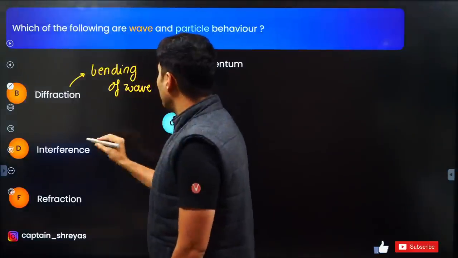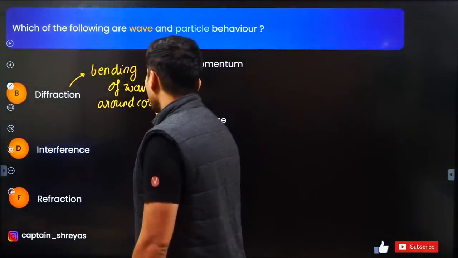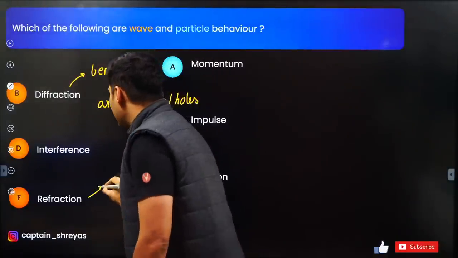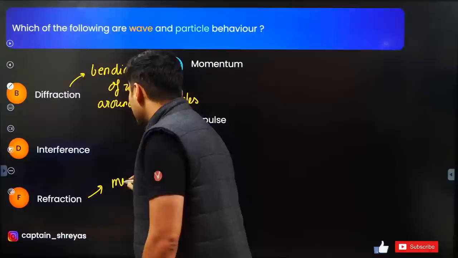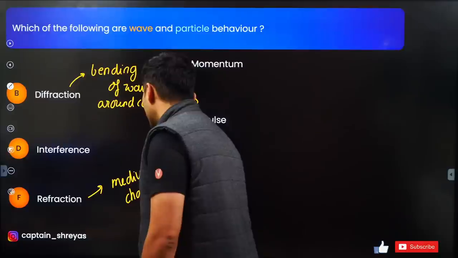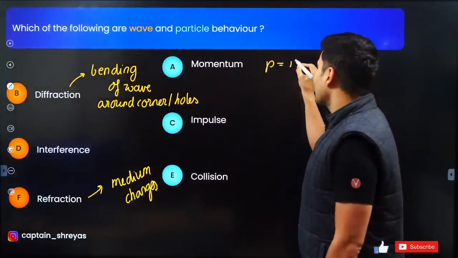This is bending of a wave around corners, or holes or apertures. This is basically bending when the medium changes. That's when refraction occurs. Whereas momentum, obviously, is mass into velocity.